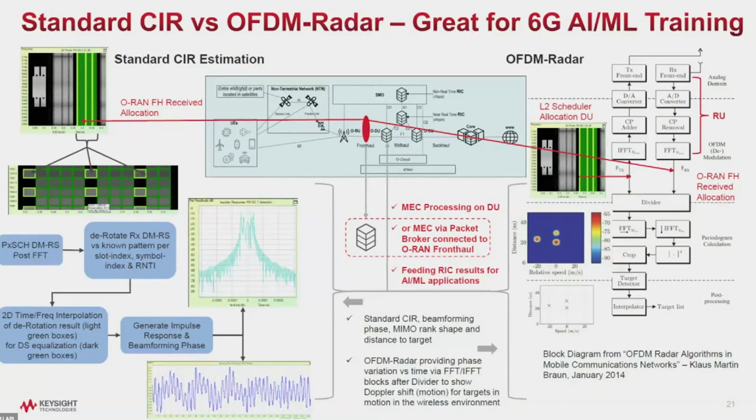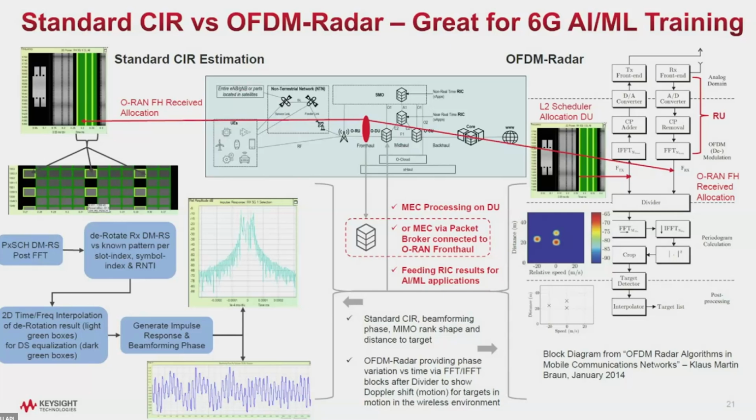We look at what the L2 scheduler said it was scheduling, and we take what was there versus what we received. And the magic here happens between this FFT, IFFT on that frequency domain data. This gives us an estimate of the variation of phase with time, which basically tells us Doppler. And so that's what allows us to look at speed of targets in the environment, how fast they're moving, and what's happening for location.